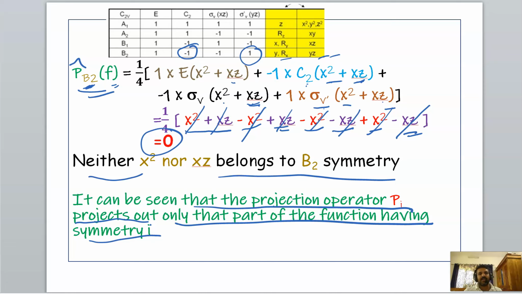That is, we want a symmetry adapted linear combination. So we take a function and it passes through our character table, projects through our character table using this projection operator. It projects only that part of the function having a particular symmetry of the representation. All other parts of the function are omitted. Okay, it's a very easy technique. We will use this while discussing the molecular orbital theory.